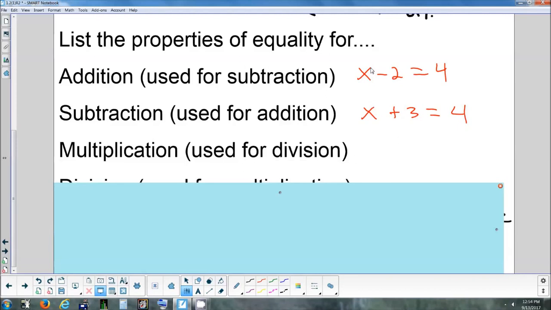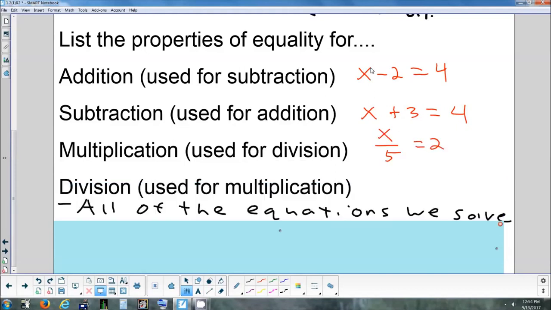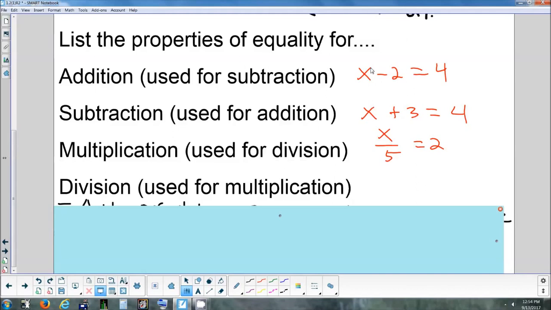How about multiplication? Can somebody give me a problem where you would have to multiply both sides by a number? X divided by 5 equals 2. Perfect. And lastly, can somebody give me a problem where you would need to divide? X times 5 equals 2. So we could write it as x times 5, or you could put 5x, same thing.